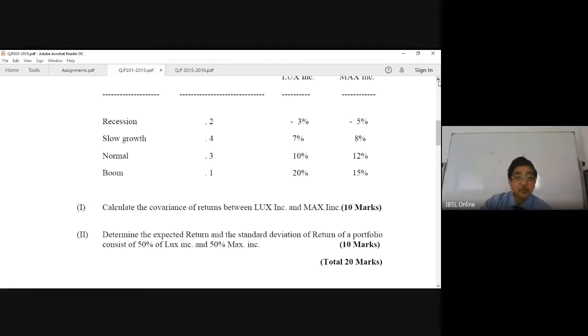First of all, we need to prepare a worksheet. The worksheet will give you the proper way of doing it. For that, you have to calculate the expected value of Lux and the expected value of M. Then you deduct the expected values from each of Lux and Max, multiply the two together, and take the total with the probabilities. That total will give you the covariance. So we need to prepare a worksheet.